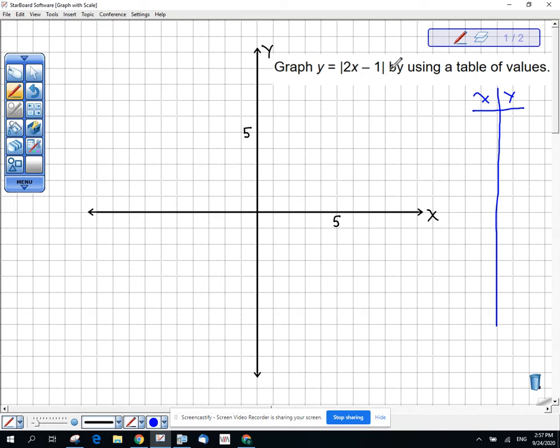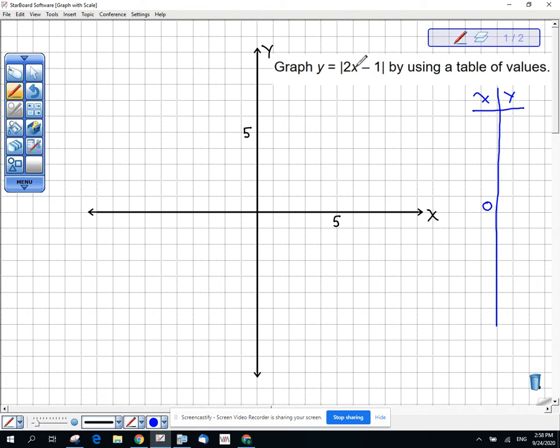And this absolute value function, it'll always be a V shape. There'll always be two different directions, if you will. And you'll see that on all 3 examples that we do today, okay? So a good place to start is usually 0, right?